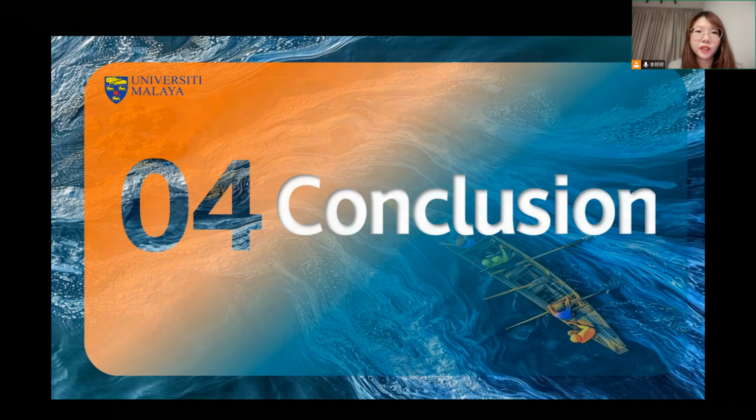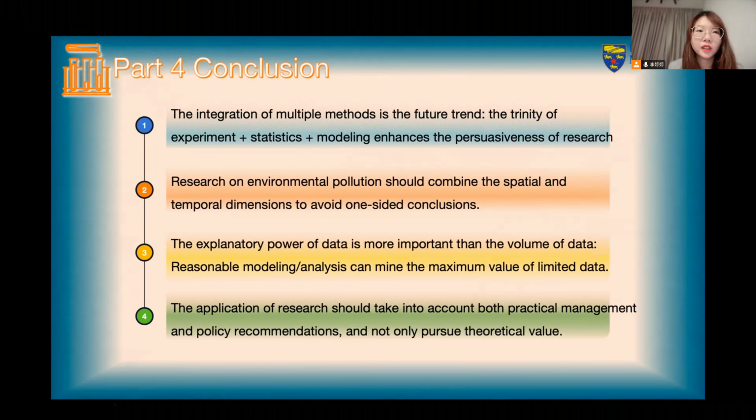Okay, the last part is the conclusion. In this part, we can see four conclusions. The first is that the integration of multiple methods is the future trend. The trinity of experiments, statistics, and modeling enhances the persuasiveness of research. And then the second, research on environmental pollution should combine spatial and temporal dimensions to avoid one-sided conclusions.